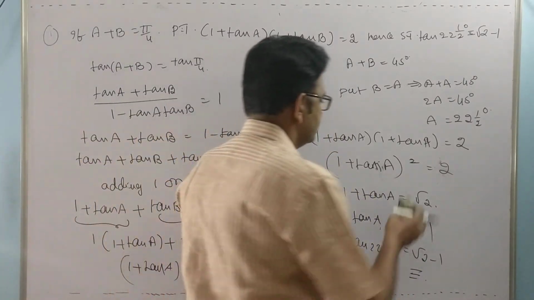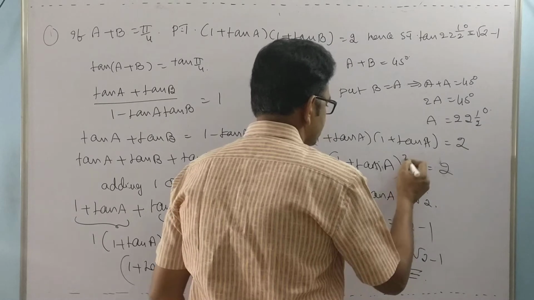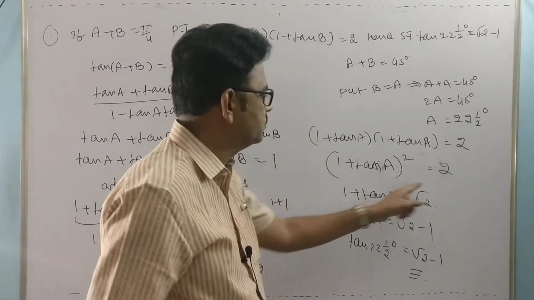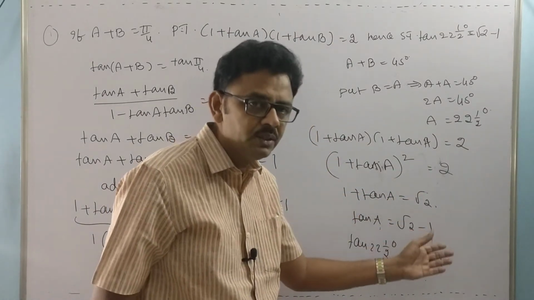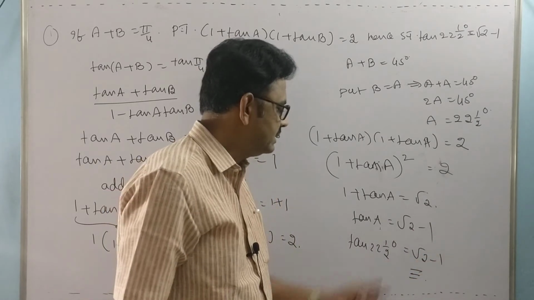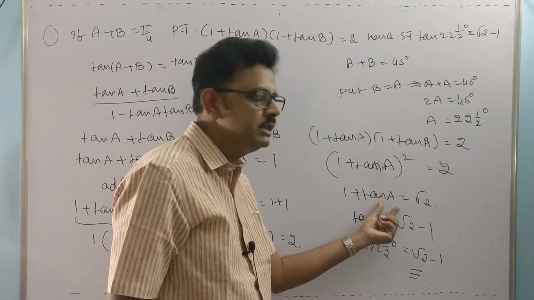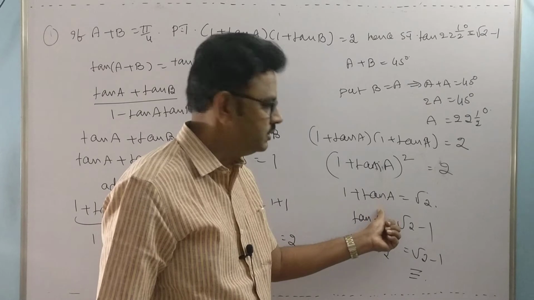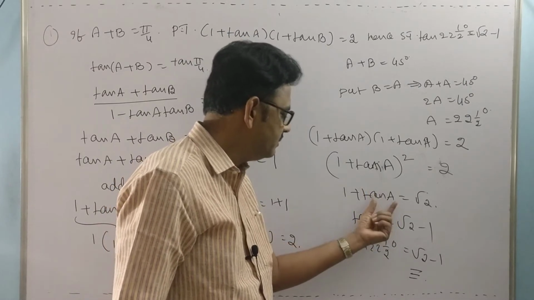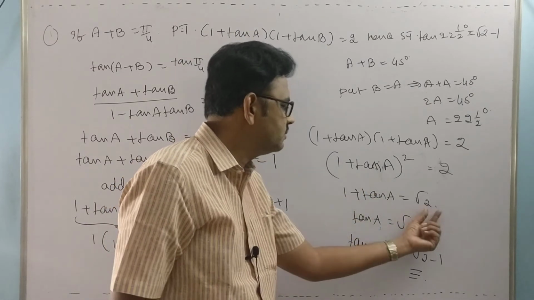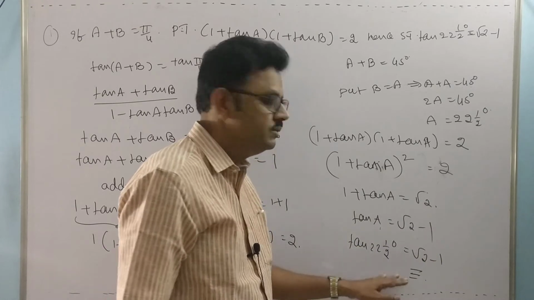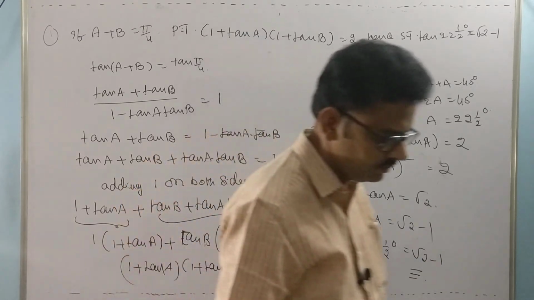So this is (1 plus tan a) whole square. x square is equal to 2 means what? x equal to plus or minus root 2 actually. But tan 22 and half degrees means first quadrant, tan is positive. The value is positive. So that's why you can take the positive value. Okay, just write down.